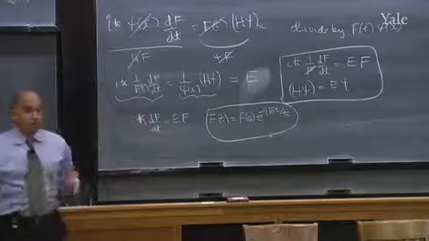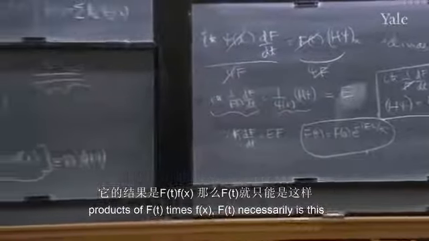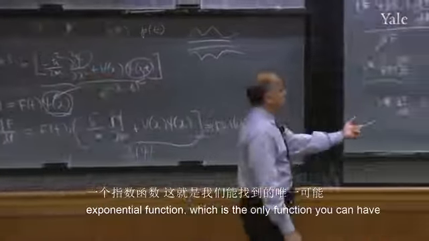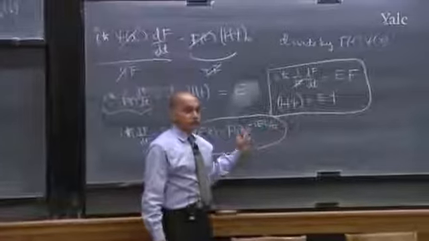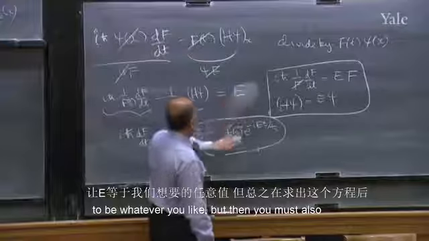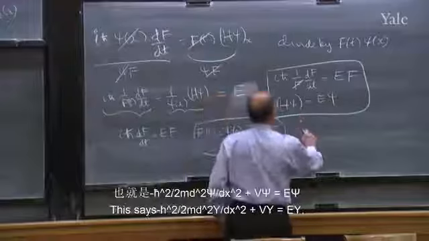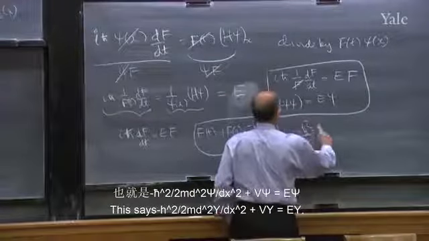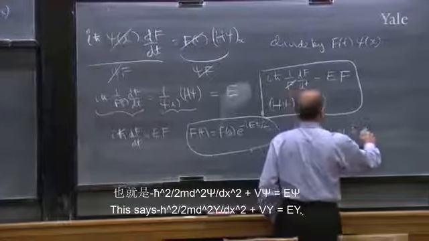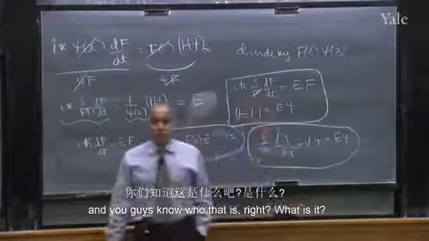So let's stop and understand. It says that if you are looking for solutions that are products of F of t times ψ of x, F of t necessarily is this exponential function. It's the only function you can have. But now, once you pick that E, you can pick E to be whatever you like, but then you must also solve this equation at the same time. But what is this equation? This says minus ħ² over 2m d²ψ/dx² plus V times ψ equal to E times ψ.